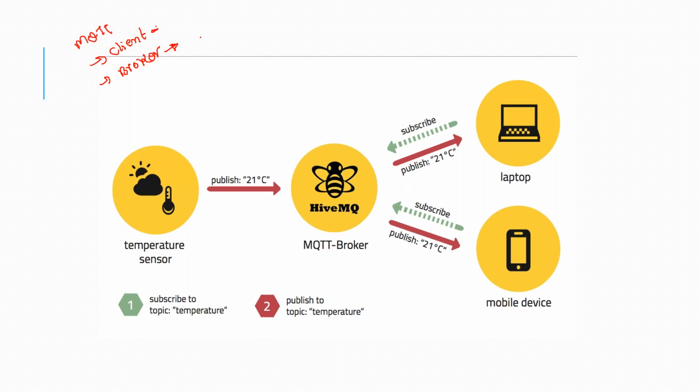Suppose I'm sending the data using ABCD, so ABCD is a topic name. If you want to receive your data, first you have to subscribe to the broker using the ABCD topic name. Once you're subscribed, the broker will check whether there is any data available with this topic name. If it's available, it will be sent to you. So you subscribe using the topic name, and you are known as a subscriber.